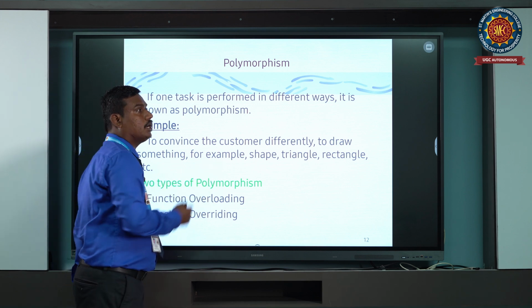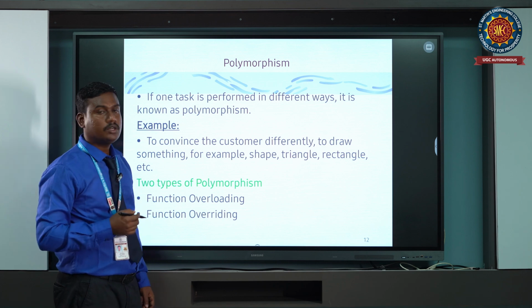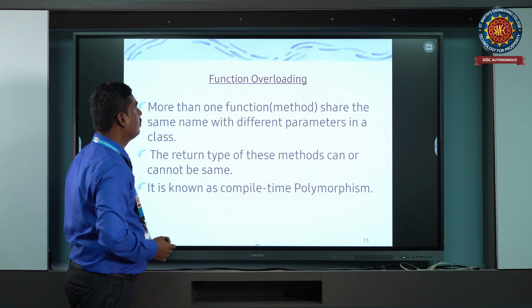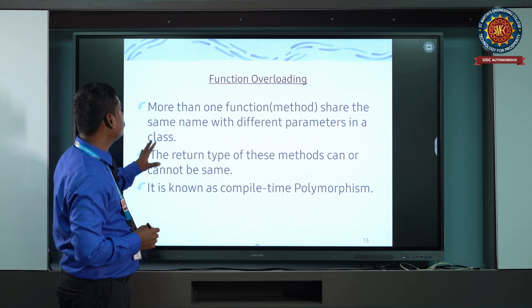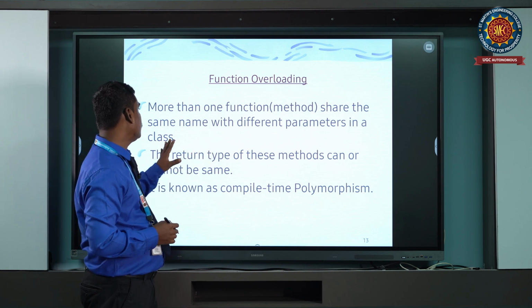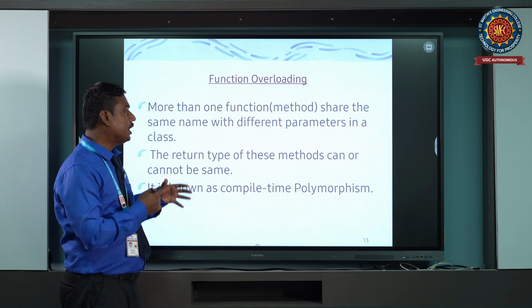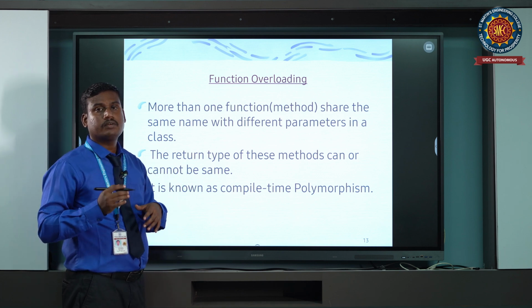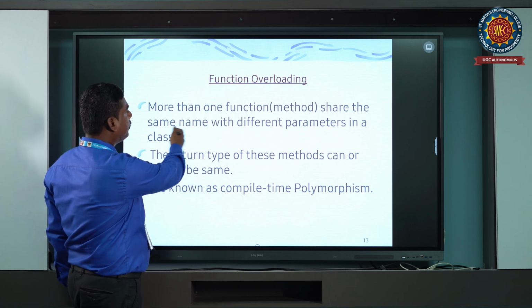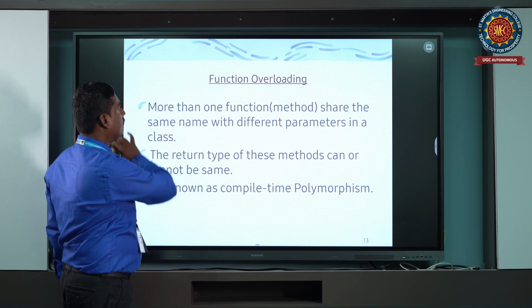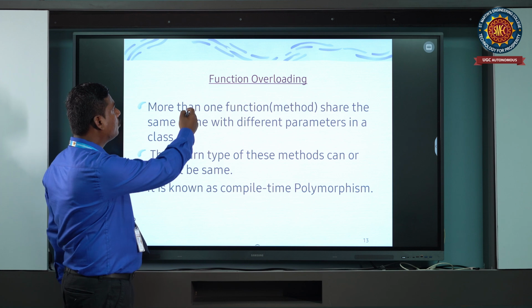We have two types of polymorphism. The first one is function overloading, the next one is function overriding. First, function overloading: more than one function sharing the same name with different parameters in a class is called function overloading. As I said before, we have n number of functions with the same name, that is overloading.